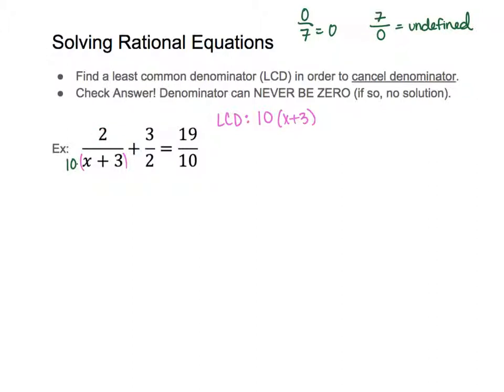So the top and the bottom both get a 10. Whereas this one here has a 2, so I need a 10(x plus 3). So first of all, to get to the 10, I need to multiply by a 5. And then to get the x plus 3, well, I need an x plus 3. And so I need to multiply the top by x plus 3. Looks a bit squished.